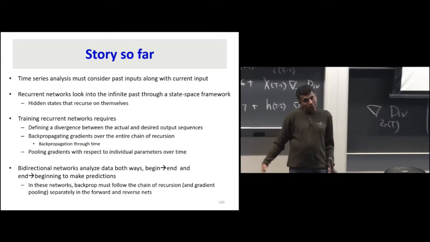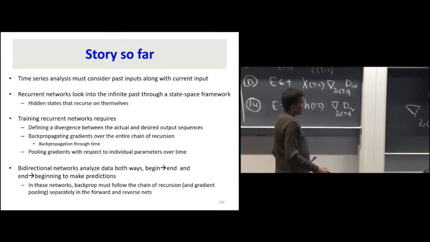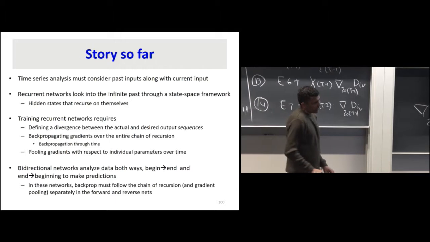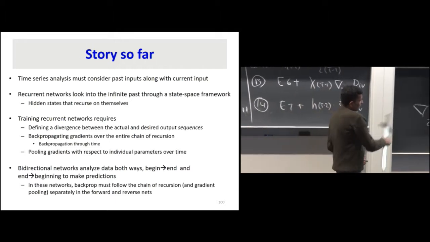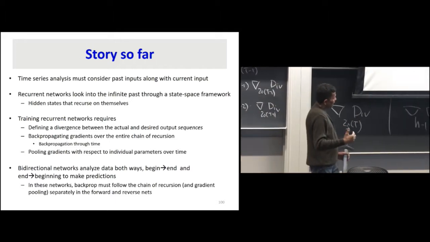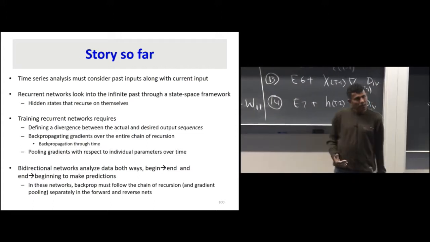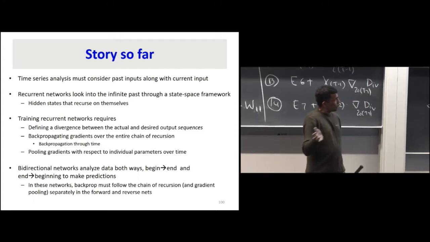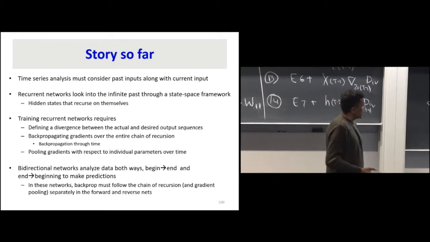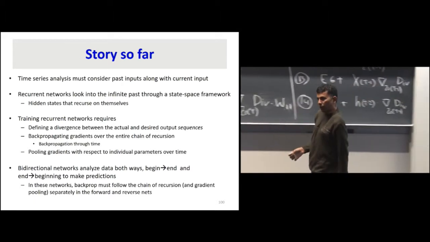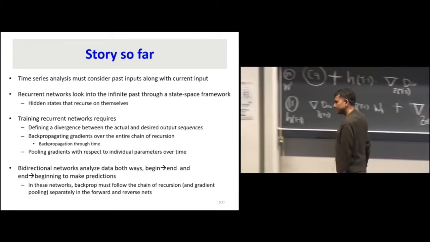And then you can also do this bidirectionally, where you have one subnet going from the beginning of time to the end of time, the other one going from the end of time to the beginning of time. And they can combine their state values to make your predictions. So in these, backpropagation just follows the usual chain of recursions, going backwards for the forward network and going forwards for the backward network. Questions?